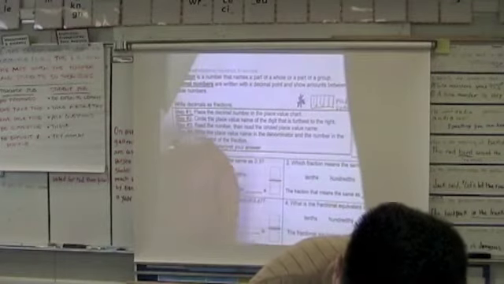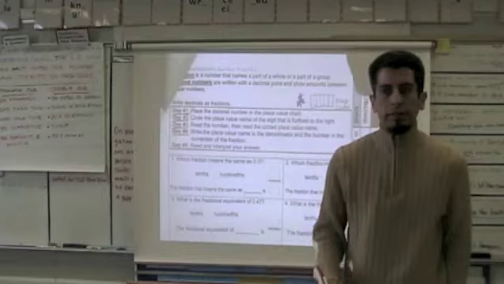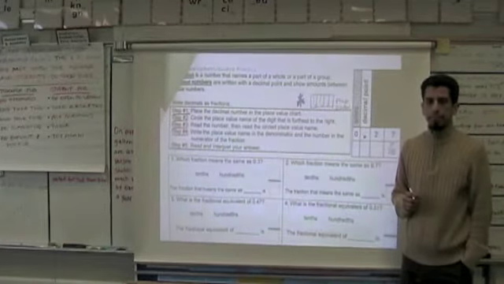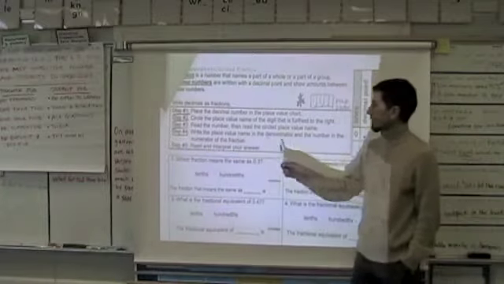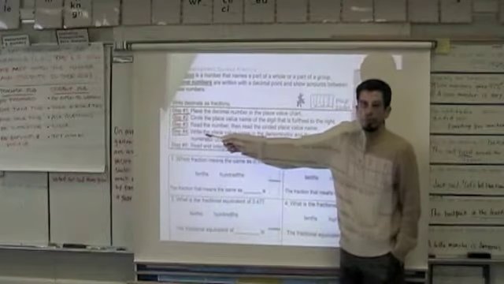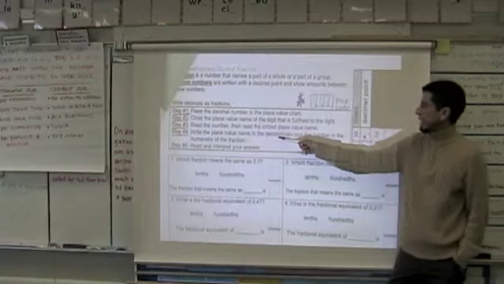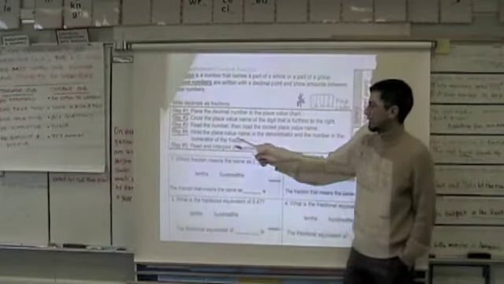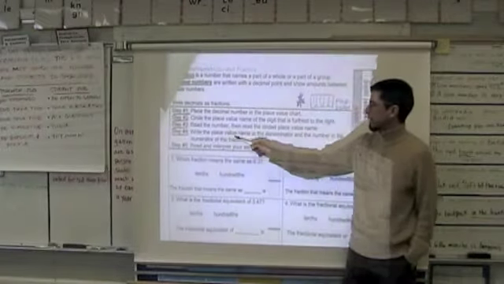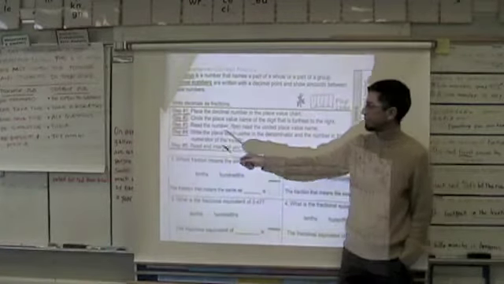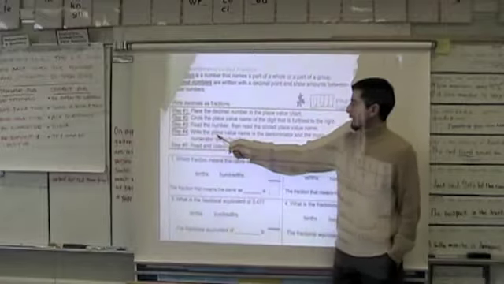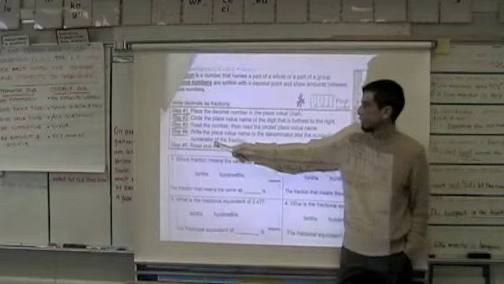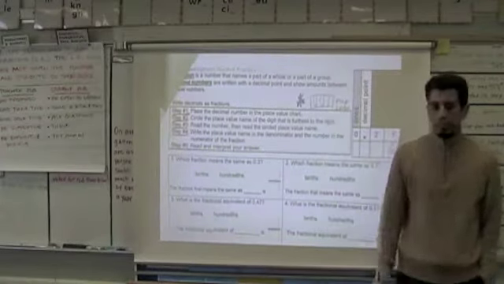We're doing step number 4. Is your step number 4 underlined, sir? Yeah? Okay. I'm going to read to you. You're going to read with me. Write the place value name in the denominator and the number in the numerator of the fraction. Oh, let's start over. Sorry. Here we go. Write the place value name in the denominator and the number in the numerator of the fraction.